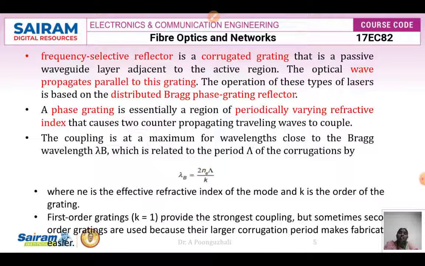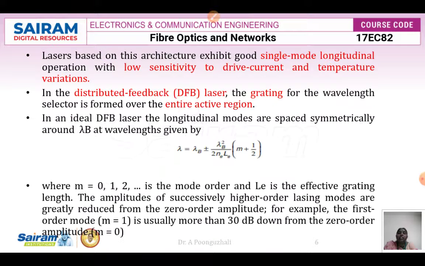So lambda B is equal to 2 Ne lambda divided by k, where Ne is nothing but the effective refractive index of the mode, and k is the order of the grating. Suppose I choose the first order grating, it is going to provide a stronger coupling. But when I go for a second order grating, there is going to be a larger corrugation period, which is going to make the fabrication easier.